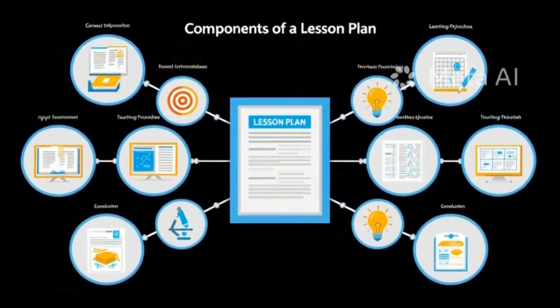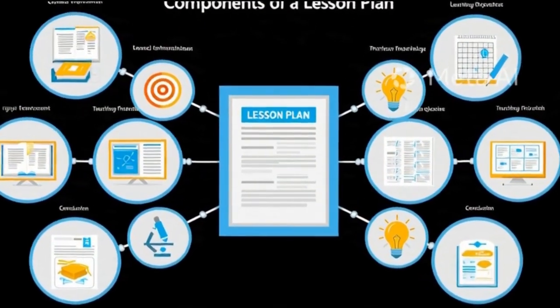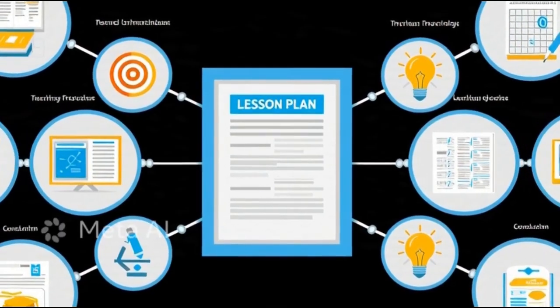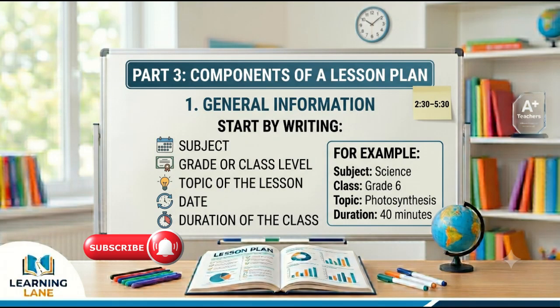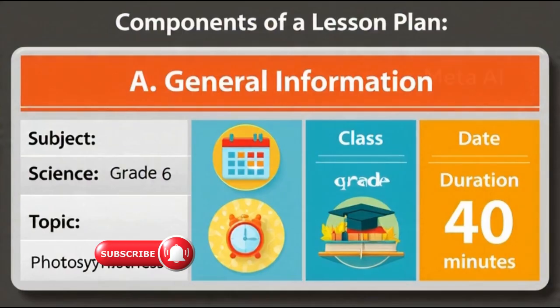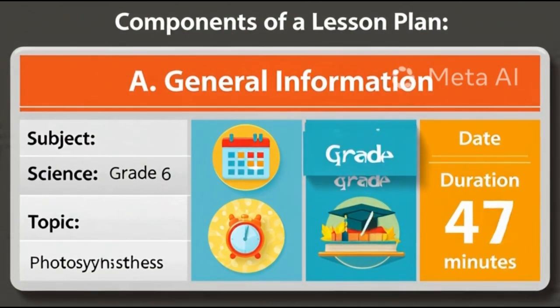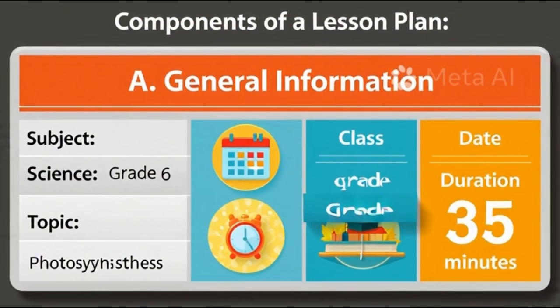4. Components of a lesson plan. Now let us discuss the important components of a lesson plan. A. General information. The first part of a lesson plan includes basic details such as subject, class or grade, topic, date, duration of the class. For example, subject, science, class, grade 6, topic, photosynthesis, duration, 40 minutes.